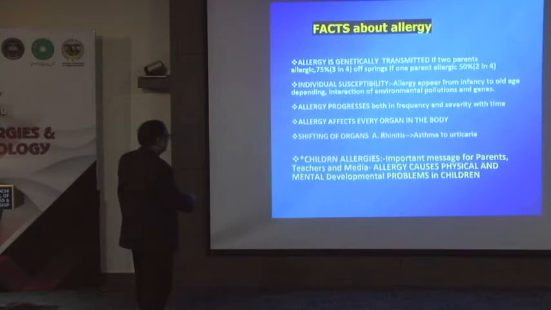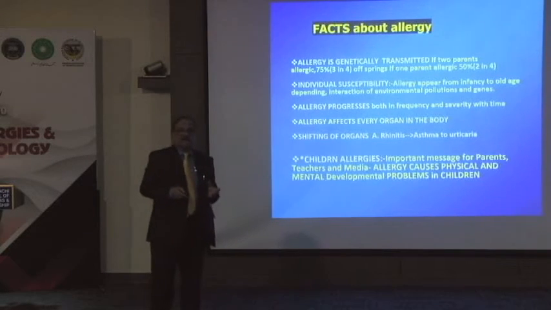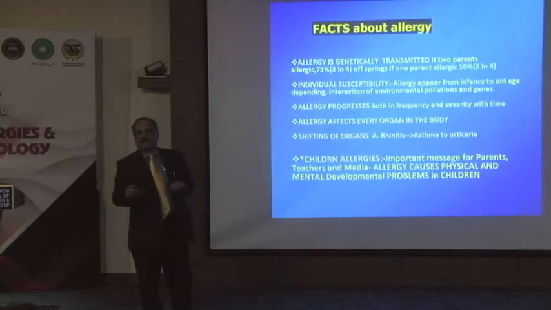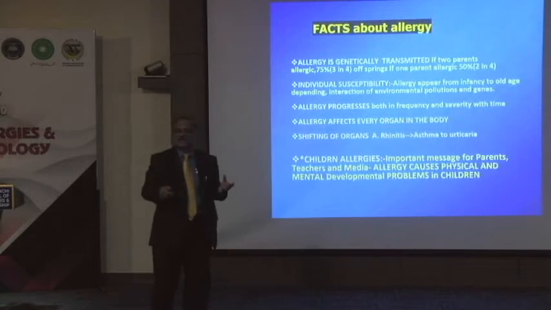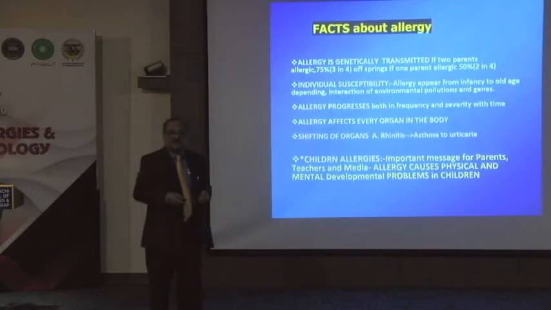The last thing is the shifting of the body organs. I get a lot of patients, and this is a rule also, that allergic people start with allergic rhinitis and ultimately develop very severe asthma. I get a huge number of patients like this now.